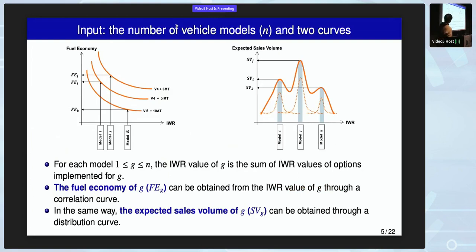The number of vehicle models and two curves is given as input. For each model G, the IWR value of G is the sum of IWR values of options implemented for G. The fuel economy of G, FEG in short, can be obtained from the IWR value of G through a correlation curve. In the same way, the expected sales volume of G, SVG, can be obtained through a distribution curve.